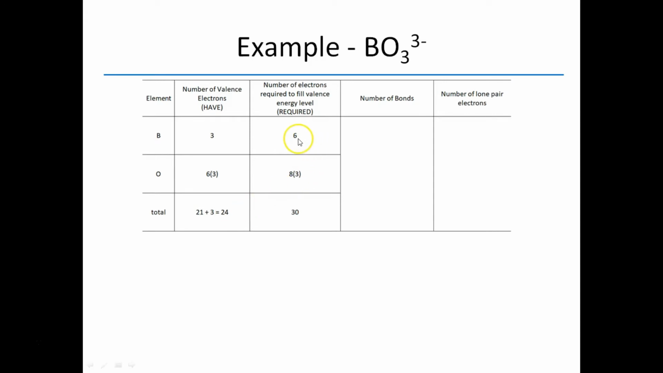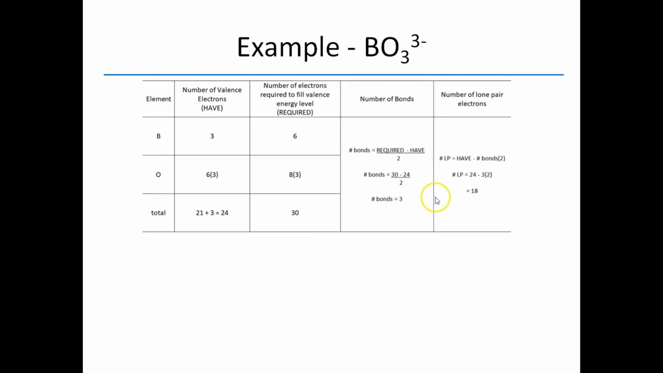Now I can look at my required. Because boron is a compressed octet, it's only going to require 6 around it, rather than 8. And then each of my oxygens require 8. So that means that for this polyatomic ion, I require 30 valence electrons. So now we can figure out our number of bonds, which is required minus available, divided by 2, which tells us 3. And then we can determine our number of lone pairs, where I have 24, and 3 times 2, which is 6. So 6 of my 24 electrons are in bonds. That leaves me 18 to be lone pairs.